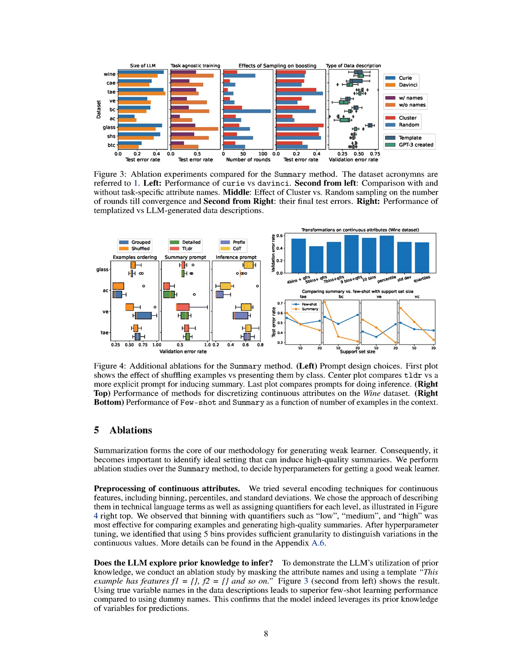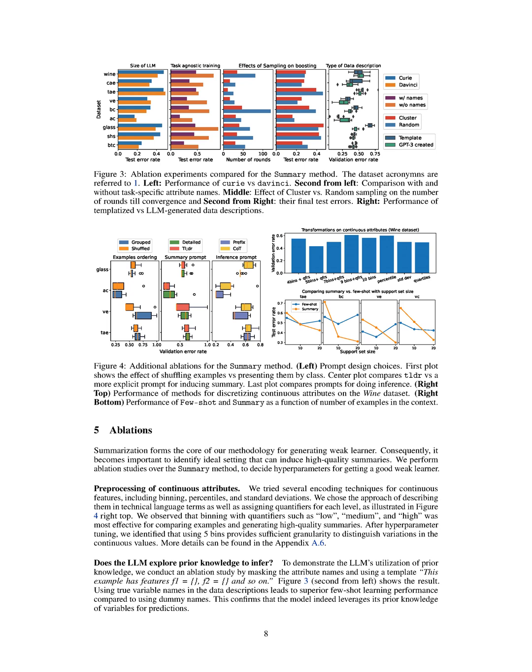We also wanted to establish whether our language model, LLM, leverages prior knowledge for its inferences. To test this, we performed an ablation study where we masked the attribute names and used a generic template that read, "This example has features F1 equals, F2 equals, and so on." The second figure from the left presents the results of this study. We found that when the true names of variables were used in the data descriptions, the LLM performed better at few-shot learning compared to when we used placeholder names.